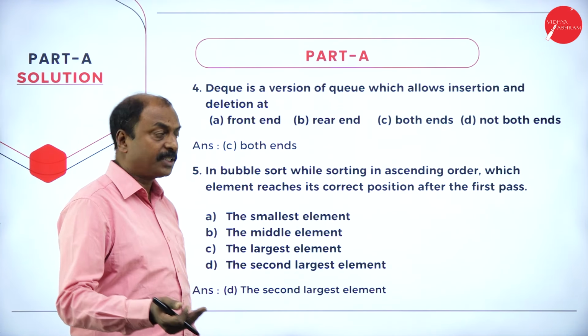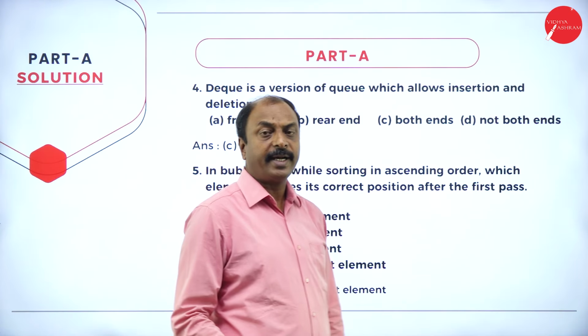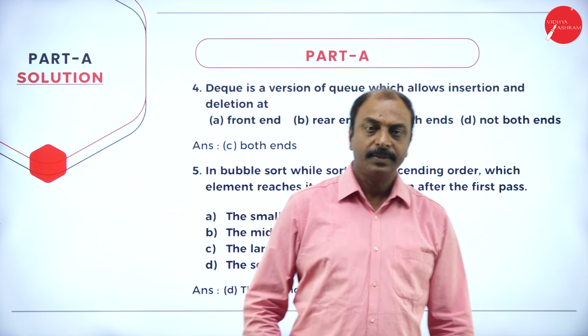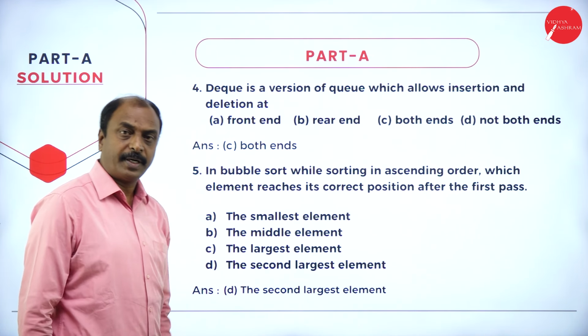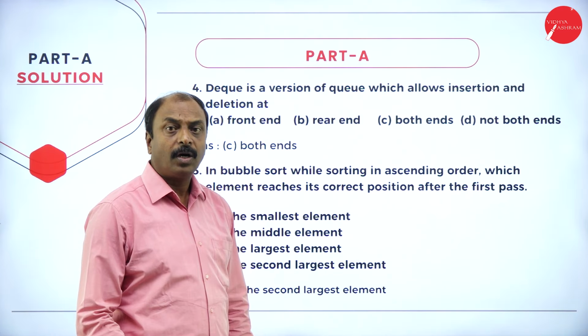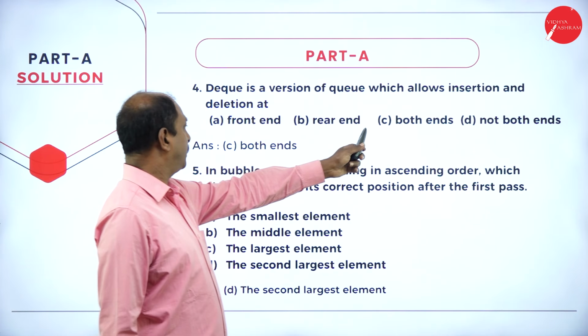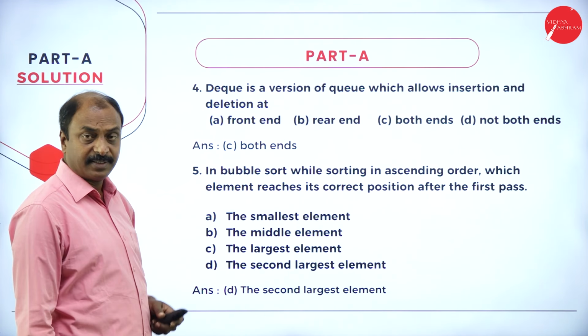Q is a data structure where insertion and deletion takes place at two different ends. But with respect to DQ, that is double-ended queue, insertion and deletion can be done at both the ends. So with respect to this, answer is C, both ends.